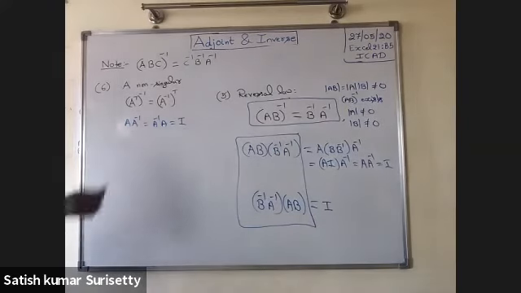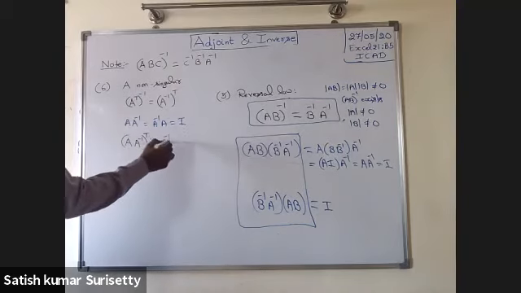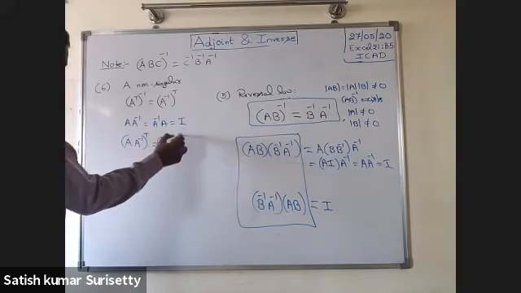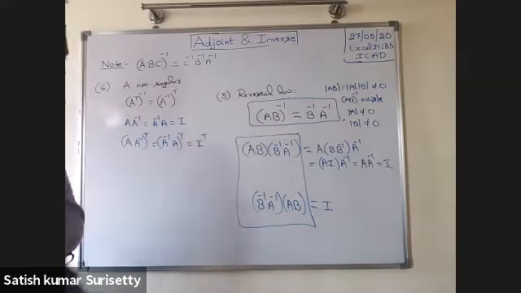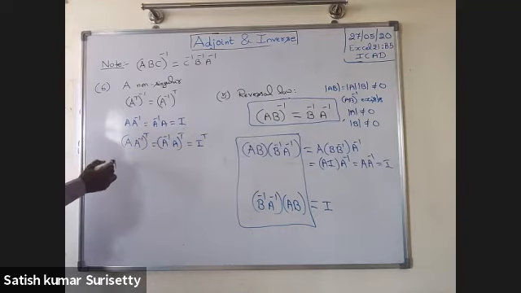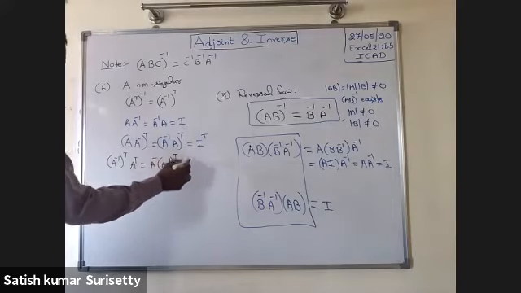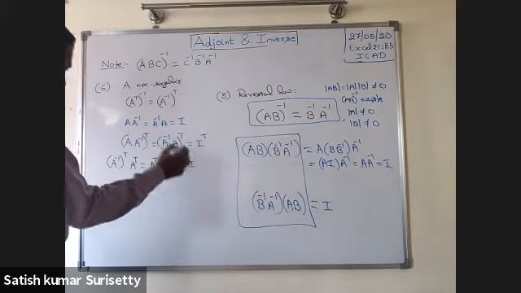So if I take a transpose on both sides, A into A inverse whole transpose equal to A inverse A whole transpose equal to I transpose. Now, what is the transpose of a product of two matrices? Product of transposes in reverse order. So I should write A inverse whole transpose into A transpose equal to A transpose into A inverse whole transpose equal to I transpose, which is the same as I.